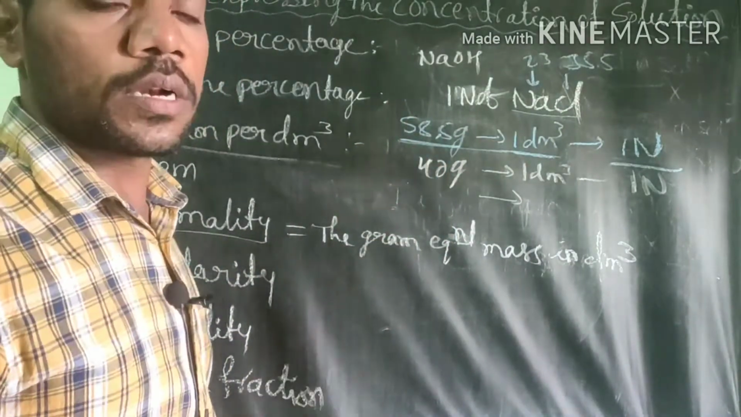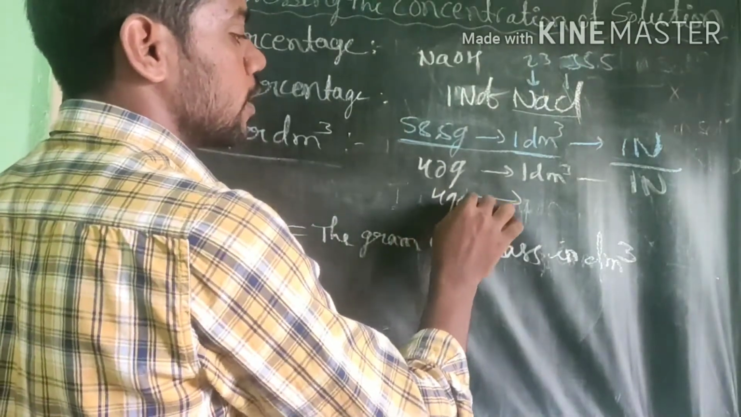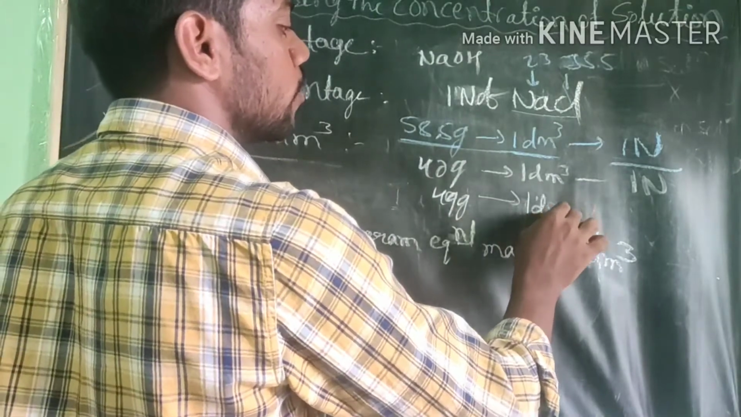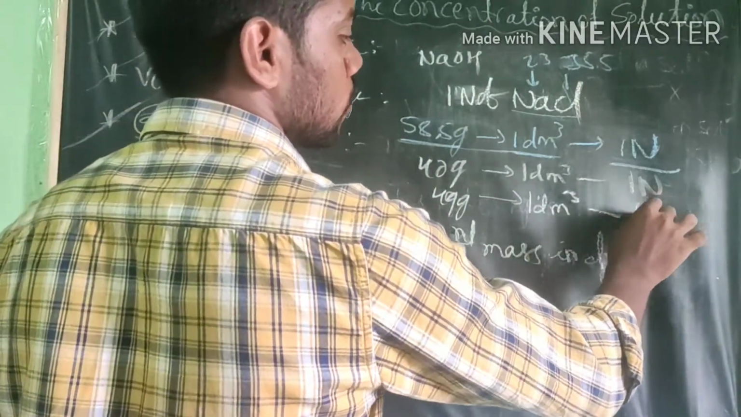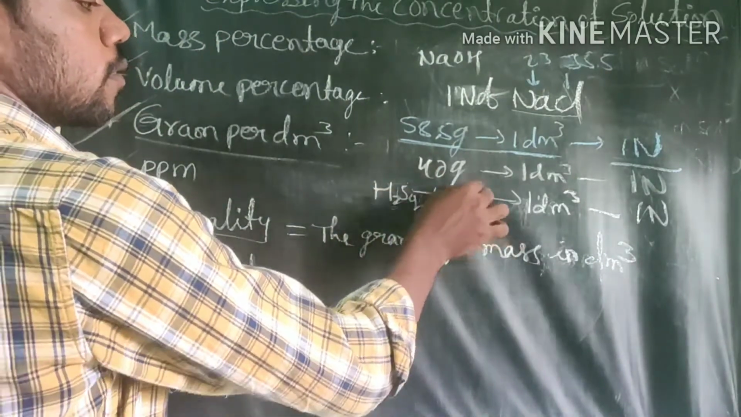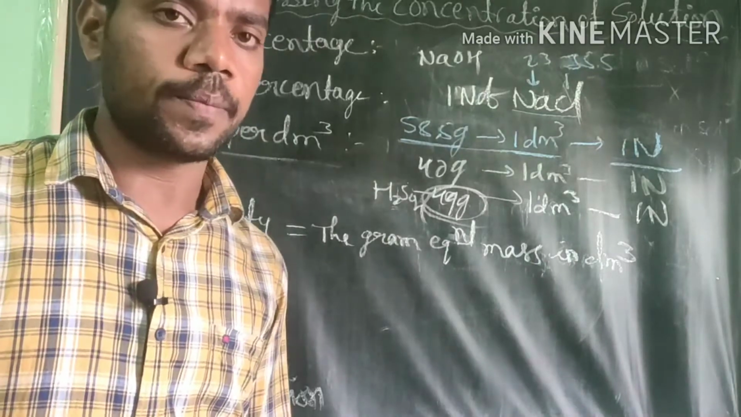H2SO4, the molecular mass is 98. The equivalent mass is 49. Therefore, 49 grams of H2SO4 dissolved in 1 dm cube gives us one normal. Therefore, this is the equivalent mass we are taking. That is very important.